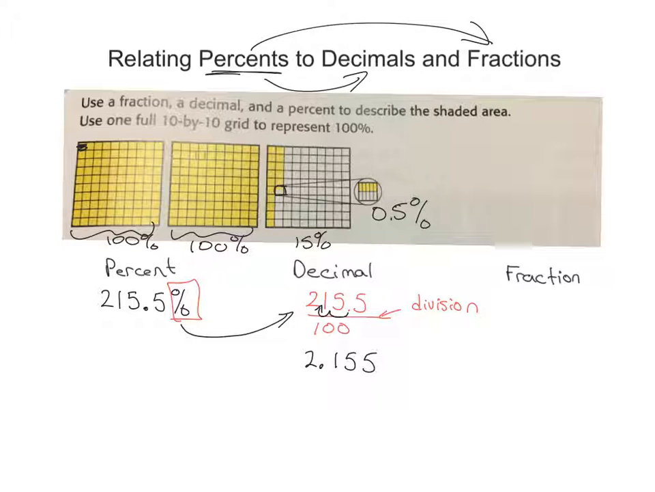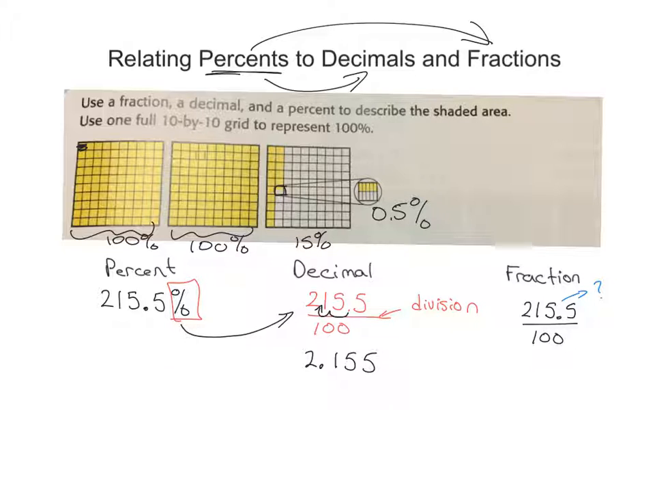The last thing we would like to do is take that percentage and write it as a fraction. My first step when figuring out the decimal is probably the first step I would do to write it as a fraction. Remember, percent just means out of 100, so I have 215.5 over 100. One thing you're going to notice is kind of weird is that I've got a decimal in a fraction, and that's not something we typically like to do.